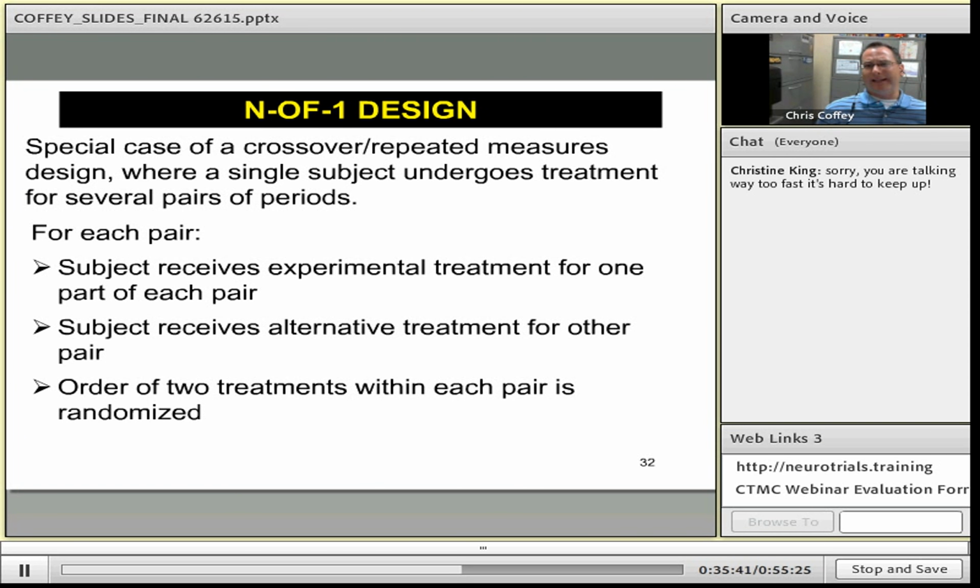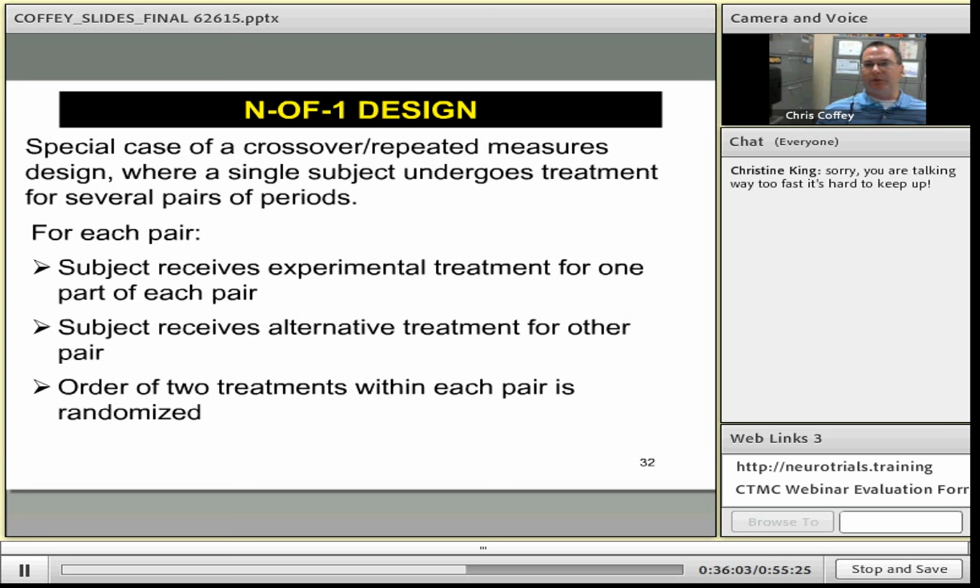You could do this, say, in an asthma study. You're looking for something to treat when you're having an asthma attack. And so you might randomize the subject so that at certain times they're getting the active inhaler, other times they're getting the control inhaler, and you do that multiple times, and then you're able to compare how they're doing on the times they're on treatment versus when they're off treatment.